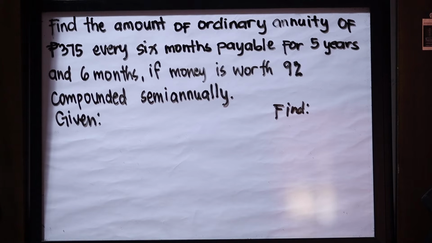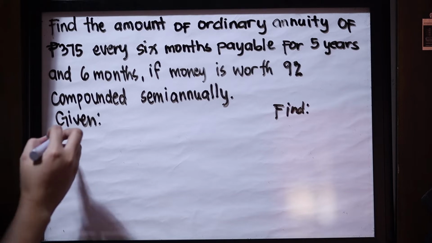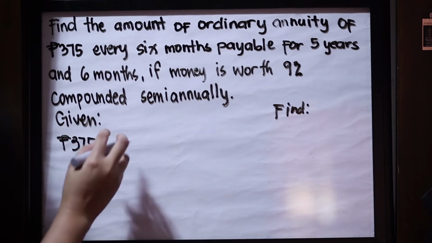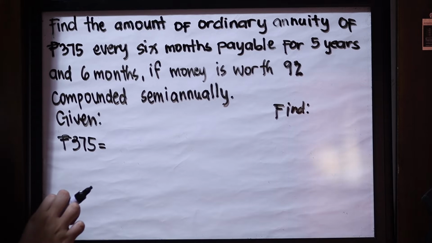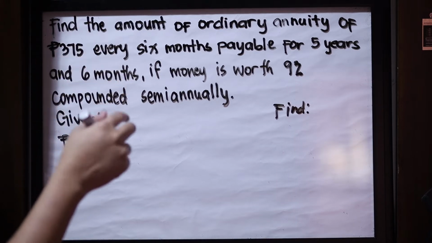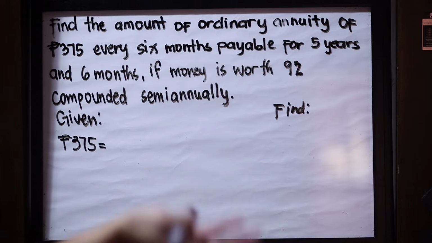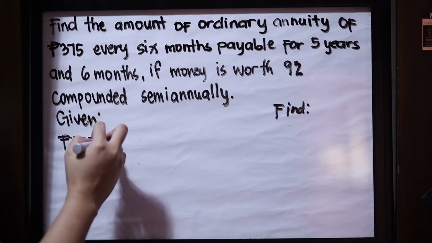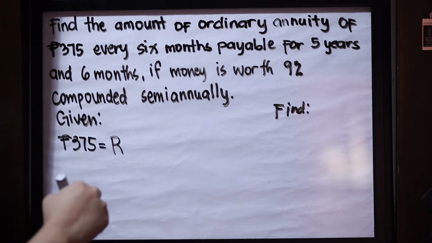Find the amount of ordinary annuity of 375 pesos every 6 months payable for 5 years and 6 months. If money is worth 9% compounded semi-annually. So we have the numerical values as 375 first. Tapos ano yung 375 pesos. Yung 375 pesos, yun yung babayaran niya every 6 months for 5 years and 6 months. So, ibig sabihin, dahil yun yung constant na binabayaran, ibig sabihin, yung 375 is the periodic payment.